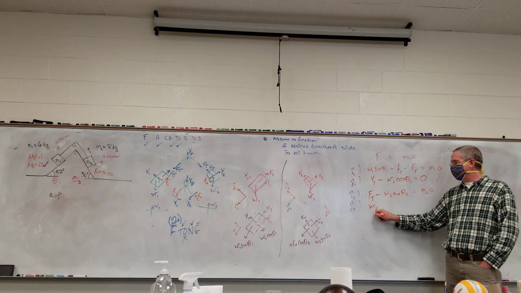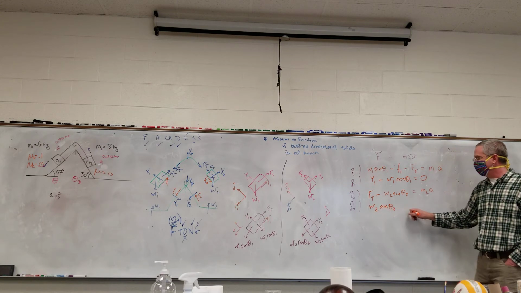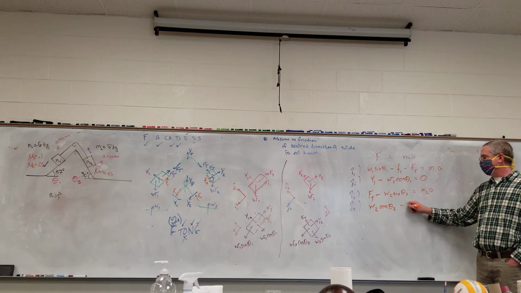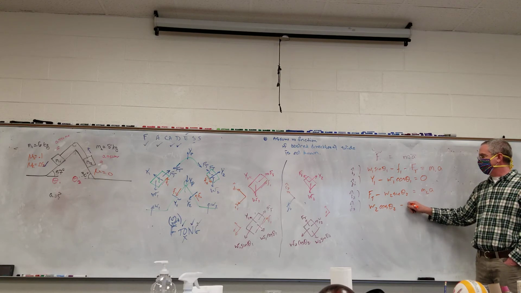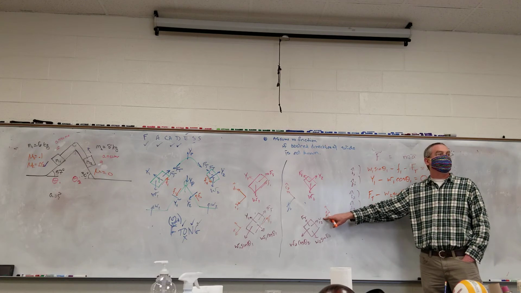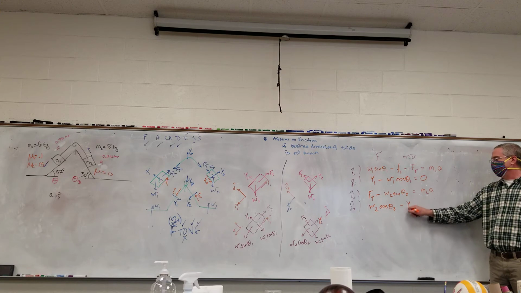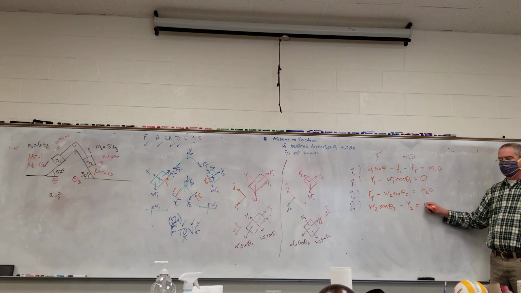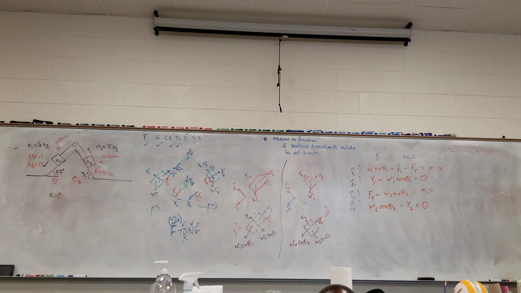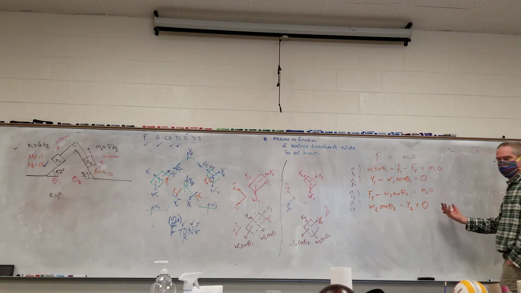W2 cosine theta 2 minus... I can't see what that is, I hat? What's that? That's a Y. Oh. Sorry, Y2. Down 0. And again, technically, mass 2 times 0, but that's still 0.